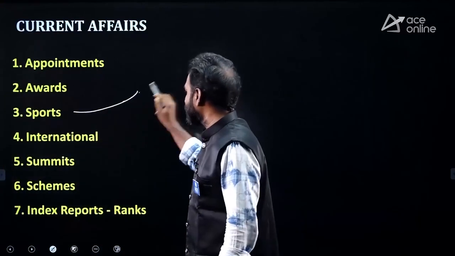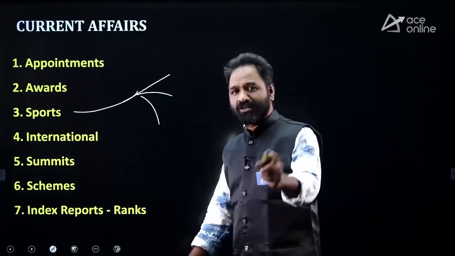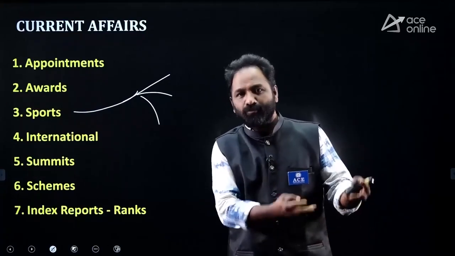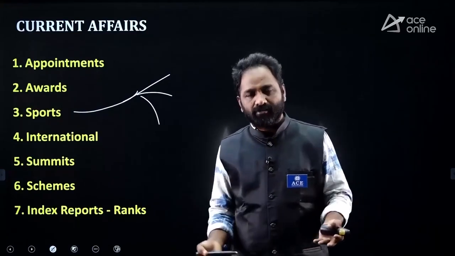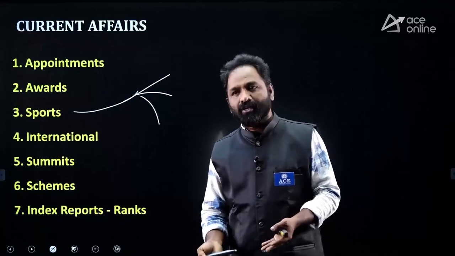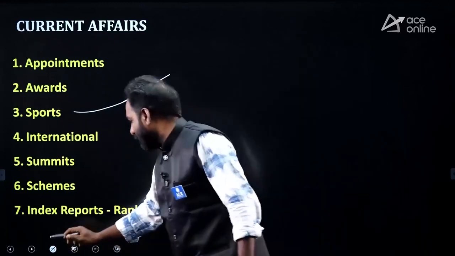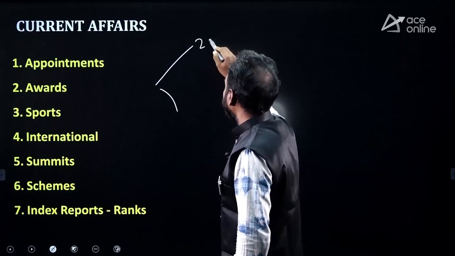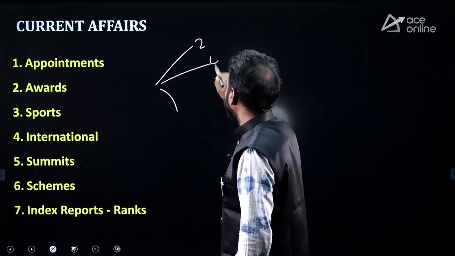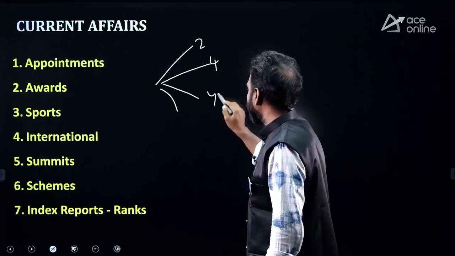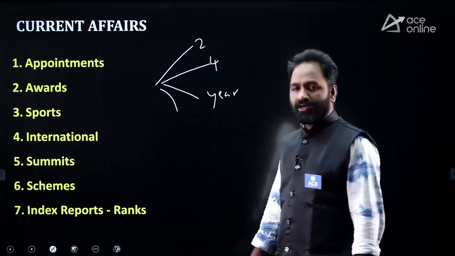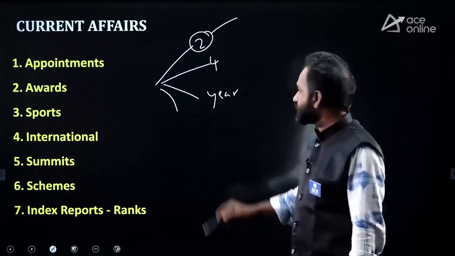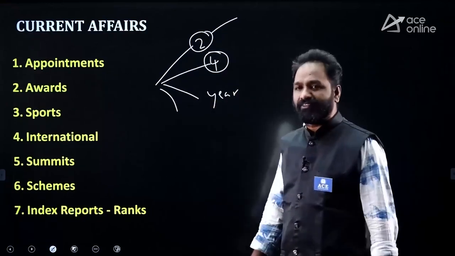And come to sports also. Sports does not mean only cricket. We have tennis. Recently our young Indian, an 18 year old boy, won the world chess champion title. Everybody knows that. So there are two types of sports you have to consider here. Some sports will happen every year. Some sports will happen every 2 years, for example the T20 World Cup. Some sports will happen every 4 years.